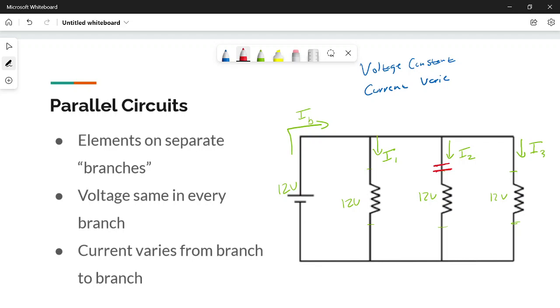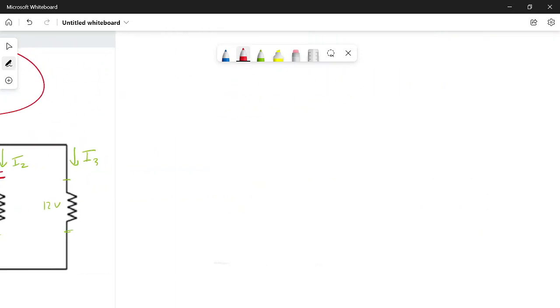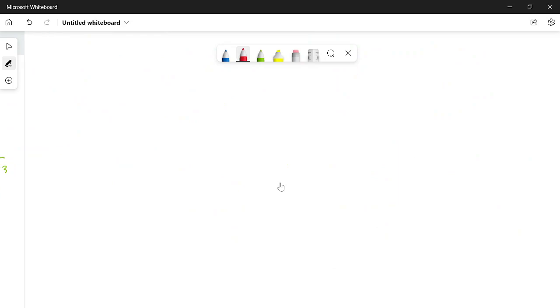Now, let's take a look at finding that expression for the equivalent resistance. That's going to be really useful for us down the road, and we're going to rely on these 2 ideas, the voltage being constant and the current varying. So I'm going to start with that idea that the current has to add up to the current through the battery. So I'm going to have the current of element 1 plus the current through element 2, all the way up to the current through some nth element.